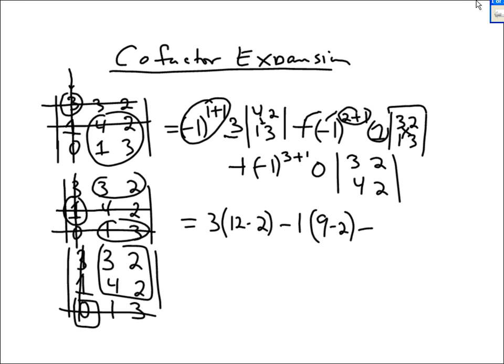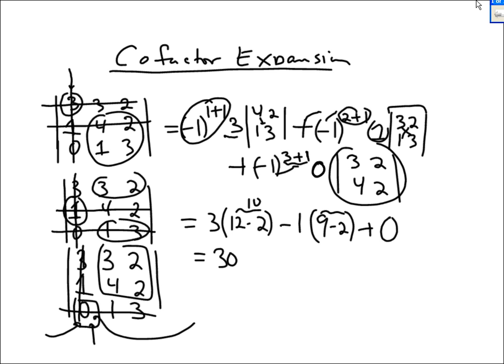Plus. Now, most of what I'm going to write, we don't have to do. 3 plus 1 is 4. -1 to the 4 is a 1. Times 0 is 0. Times whatever this is, 0. The fact that the number that got crossed off was 0 is very friendly. That whole mess is 0. This is 10. 3 times 10 is 30. That's 7. 1 times 7 does say minus. 1 times 7 is 7. Adding 0, don't bother. The determinant is 23.